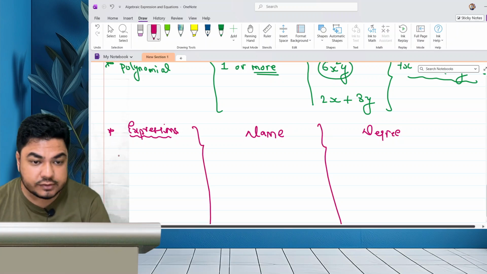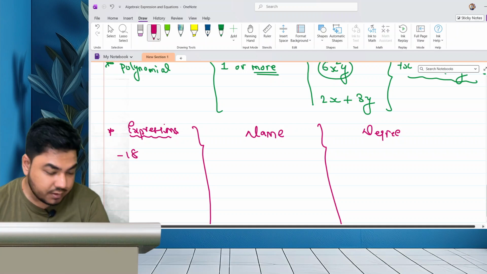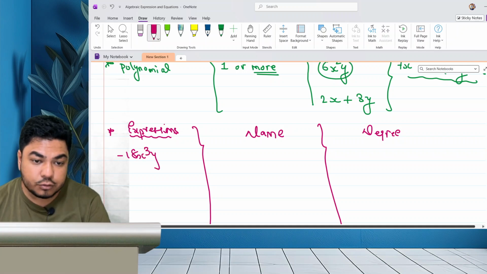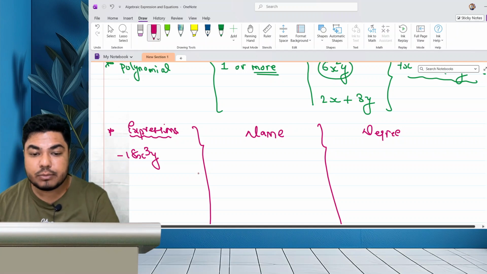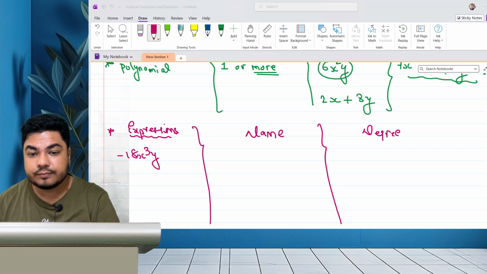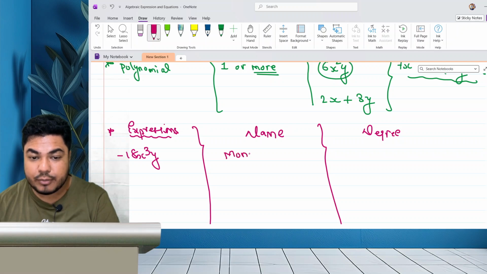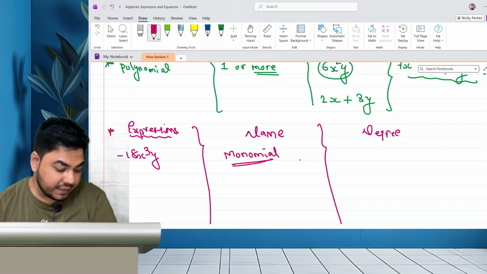Let me write the first expression: minus 18 x cube y. Looking at this expression, we can simply say that it is a monomial, right? Because it is having one single term. So we are writing that it is a monomial.